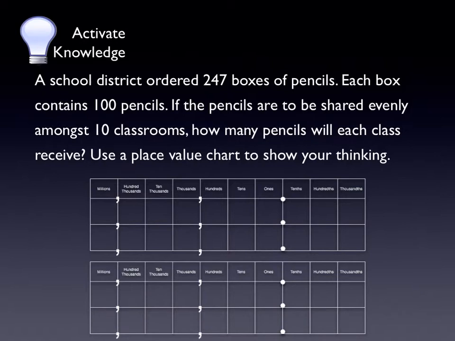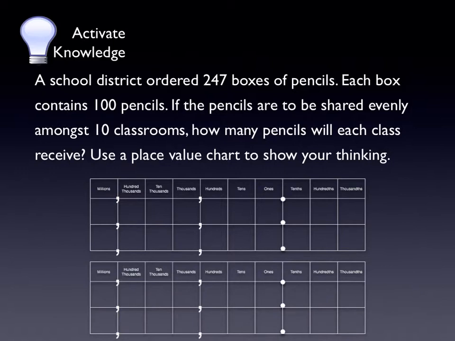A school district ordered 247 boxes of pencils. Each box contains 100 pencils. The pencils are to be shared evenly amongst 10 classrooms. How many pencils will each class receive? Use a place value chart to show your thinking. All right, so we're going to use the place value chart instead of our 4-box method, but we're still going to look at our numbers.